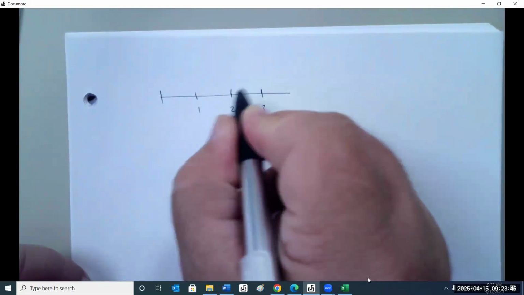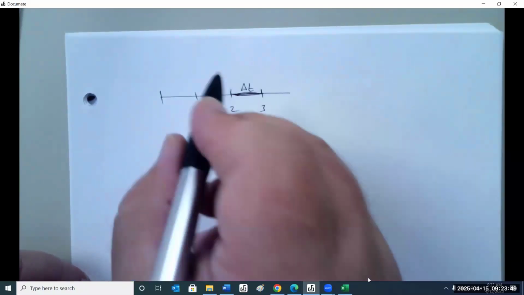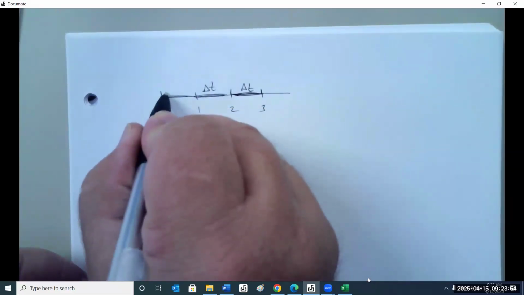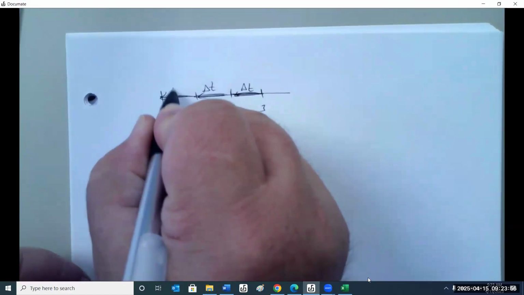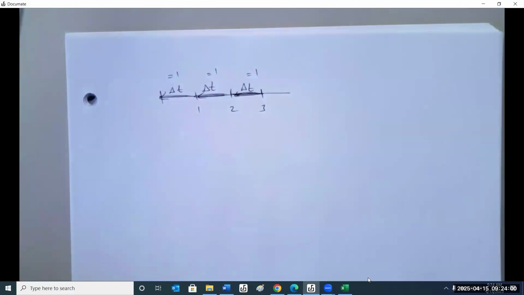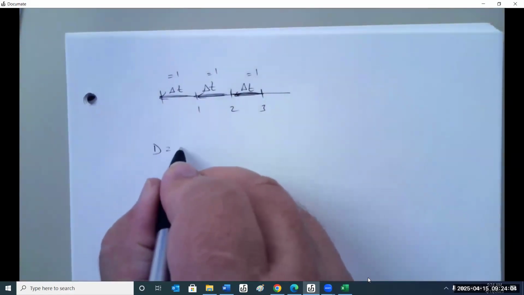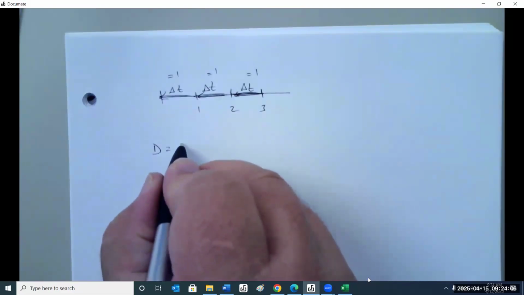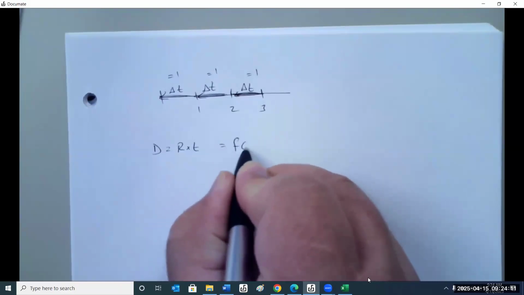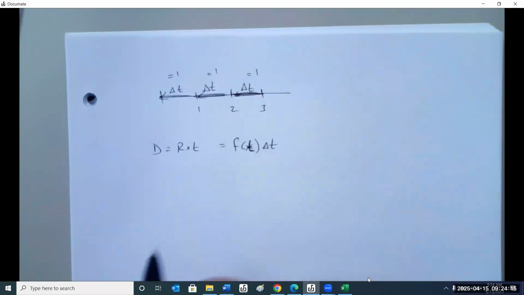So from here to here, that's delta t. From here to here, that's delta t. And from here to here, which is equal to 1. We're going to do the same thing again. So we have rate times time. So we have f of x or f of t times delta t.